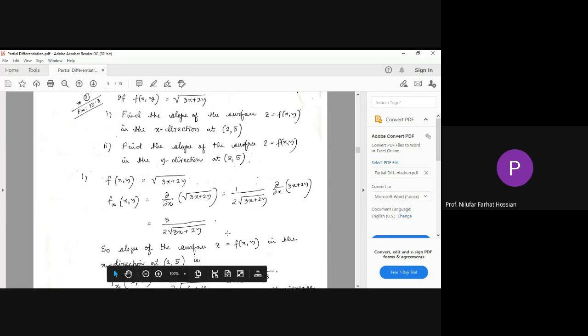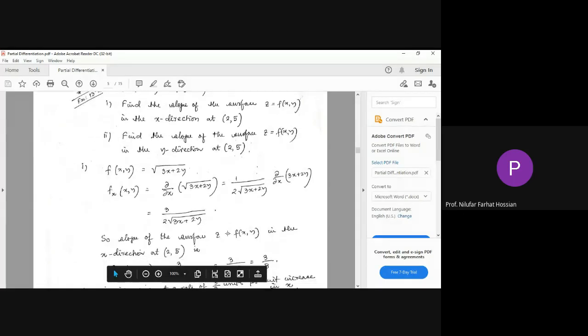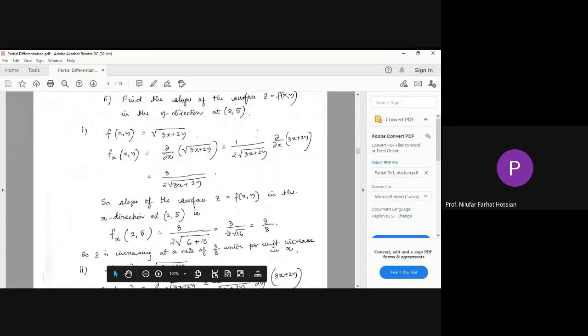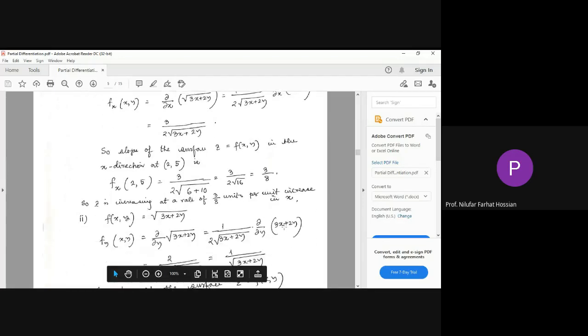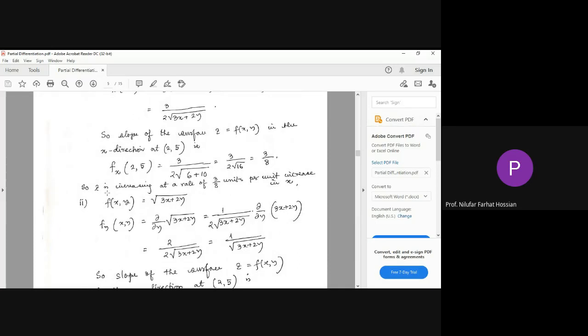Now you just put down the value of x and y. X is 2 and y is 5. X is 2, 3 times 2 is 6, and y is 5. So ultimately the result is 3 by 8. So z is increasing. This is the partial derivative of f with respect to x. So f means z. So z is increasing at a rate of 3 by 8 units per unit increase in x because it was the change of f or z with respect to x.